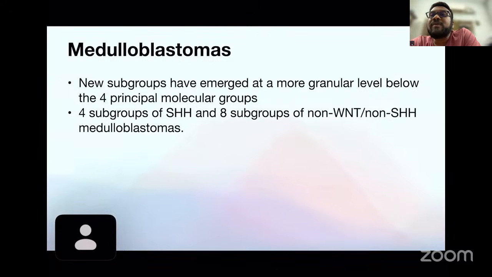New subgroups have emerged at a more granular level below the 4 molecular subgroups. Earlier we had the WNT pathway, SHH, and group 3 and group 4. Now we have 4 subgroups for the SHH and 8 subgroups for the non-WNT and non-SHH medulloblastomas, that is group 3 and group 4.